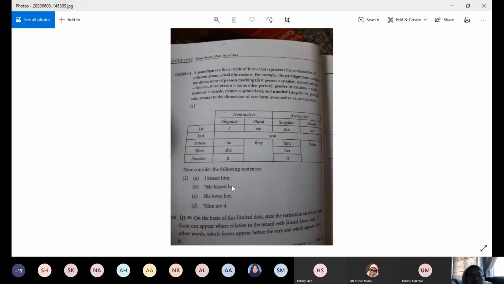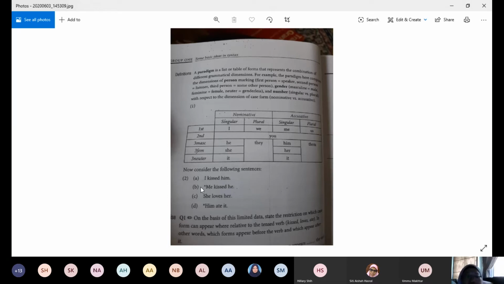So look at the sentence. I kissed him. That is fine, because if you look at the table, I is nominative and I is in the subject position, and then the verb kiss, and then him. If you look at this table, him is under third person singular accusative. And we look at the position in the sentence, also the object position, which is the accusative position. So this is a grammatical sentence because it fits all the features of the pronouns.